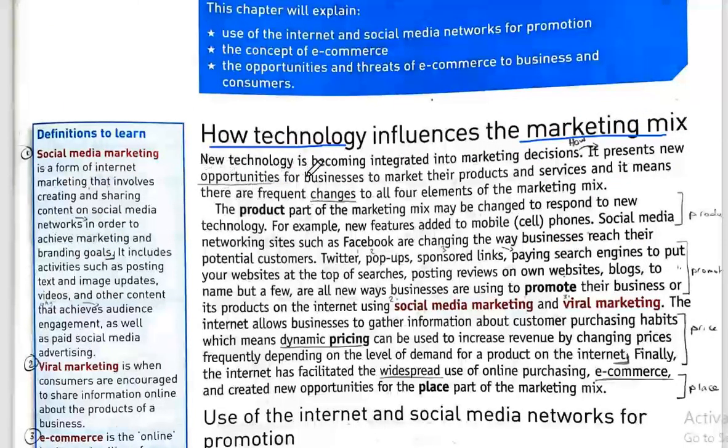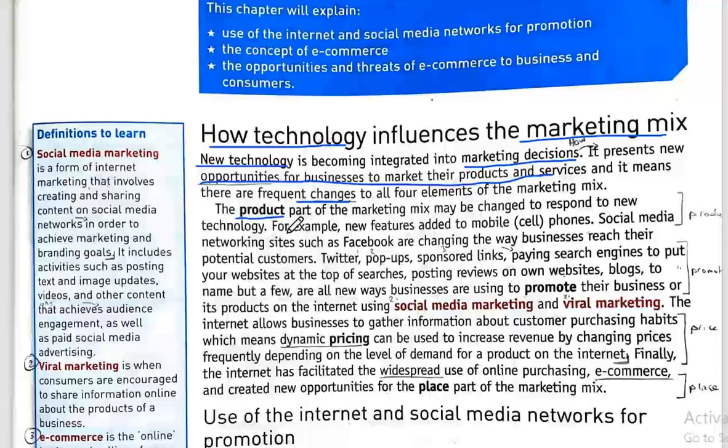New technology is becoming integrated into marketing decisions, so it is part of any decision that I'll be taking in marketing, because it represents new opportunities for businesses to market their products and services. It means that there are frequent changes to all 4 elements of the marketing mix. The technology is offering new opportunities for businesses to offer their products and services in a better way. Starting with the first P, which is the product.